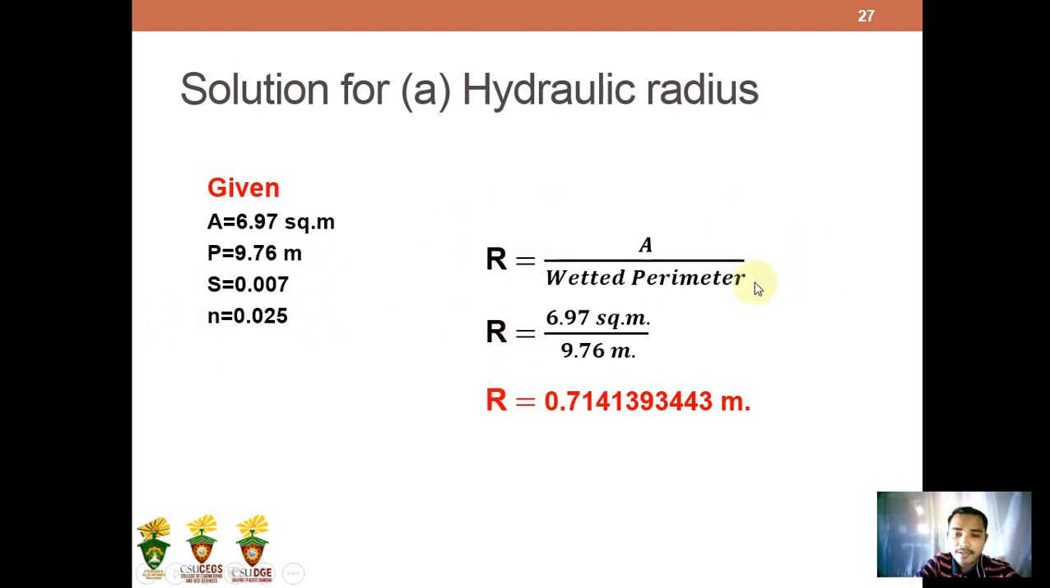So using the formula, hydraulic radius R equals area over wetted perimeter, A over P. Substitute the value 6.97 square meter, and for P is 9.76. We have the hydraulic radius of 0.7141393443 meters. Again, I did not round it off, because we will use it later on.